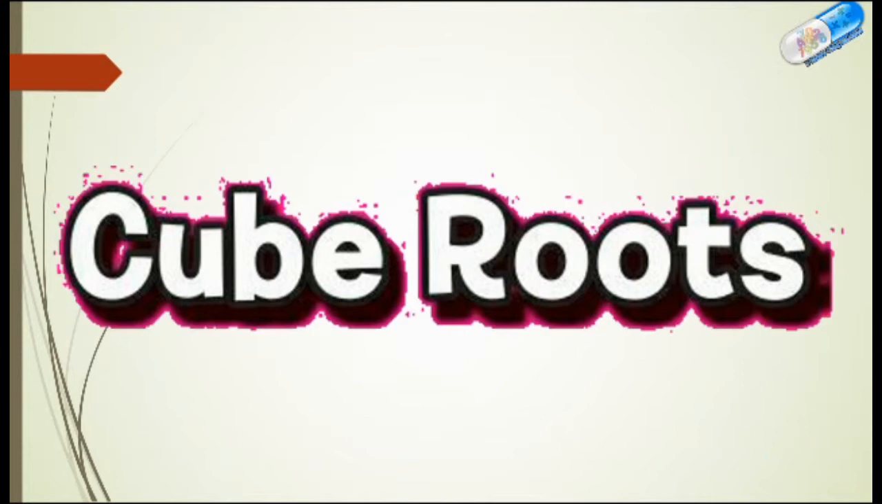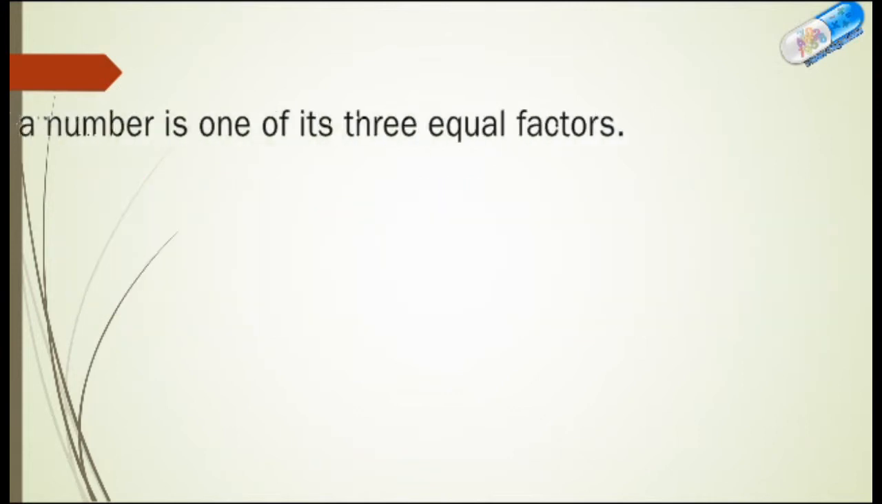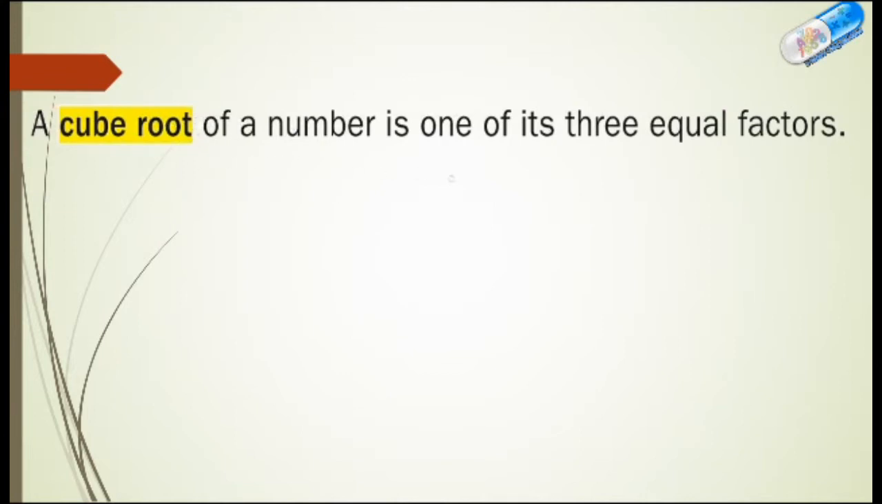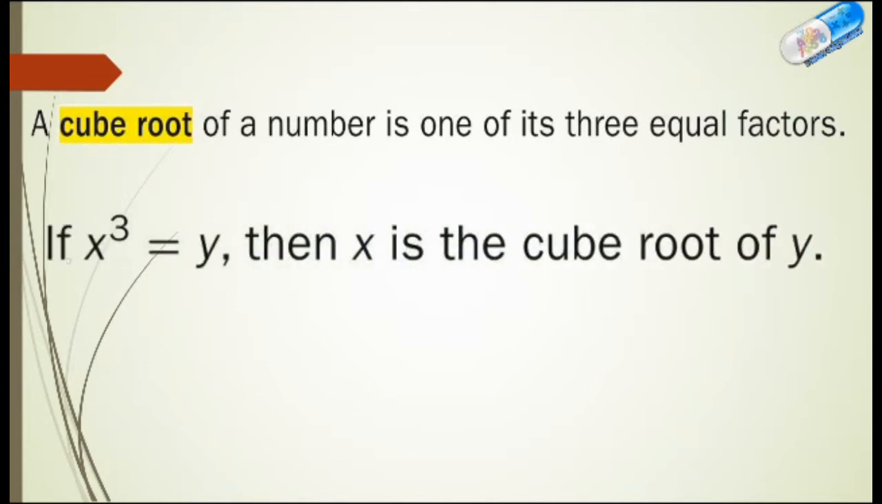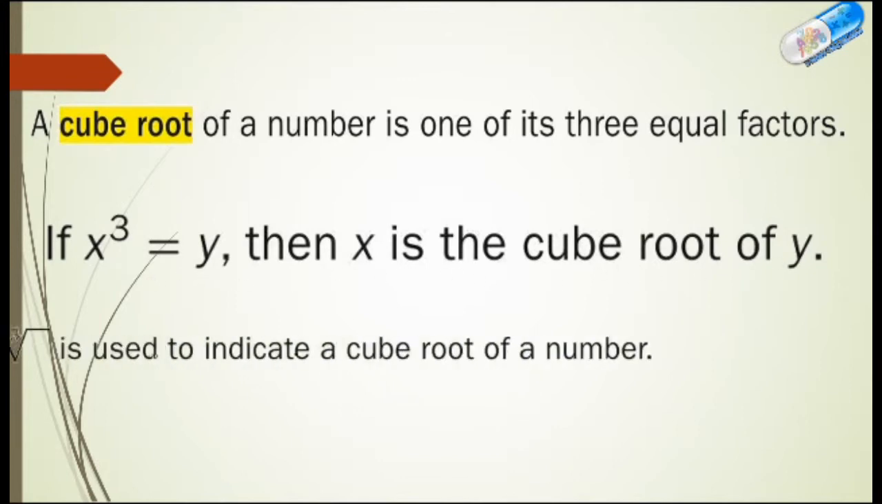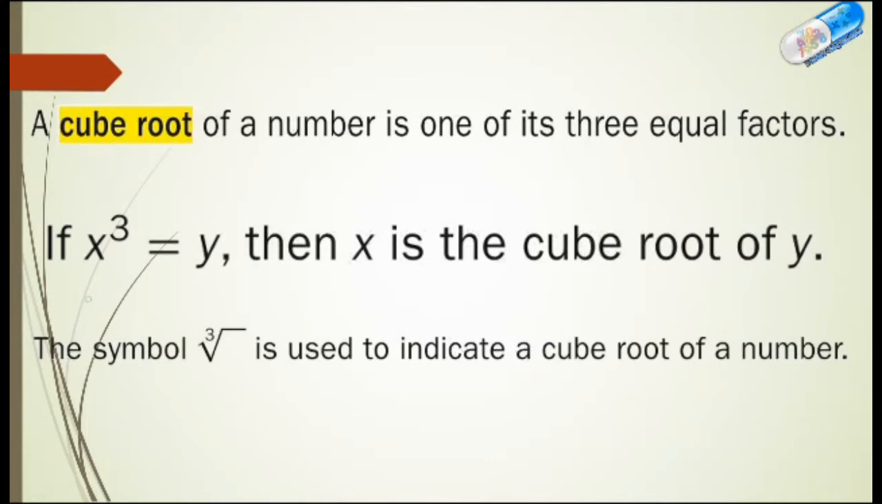Another type of roots is the cubic roots or cube roots. A cube root of a number is one of its 3 equal factors. So cube means 3 factors. The definition says that if x cubed equals y, then x is the cube root of y. For example, 3 power 3 equals 27, because we know that 3 times 3 is 9 and 9 times 3 is 27.